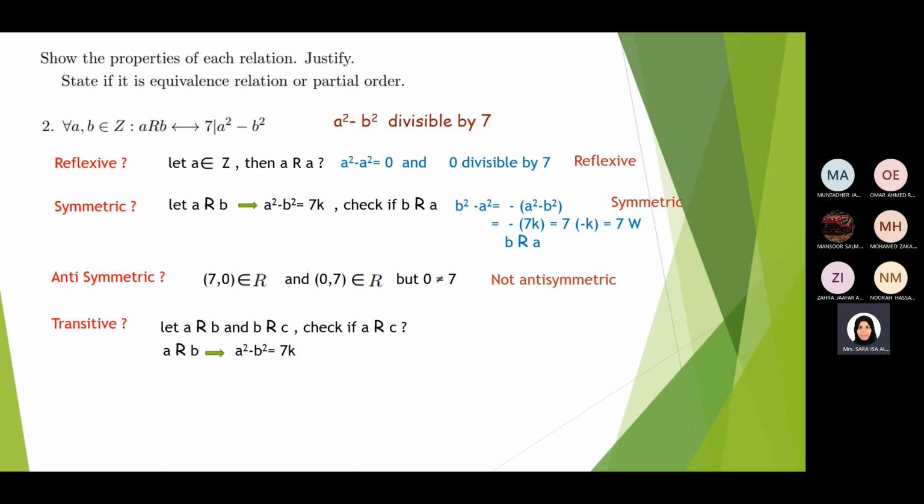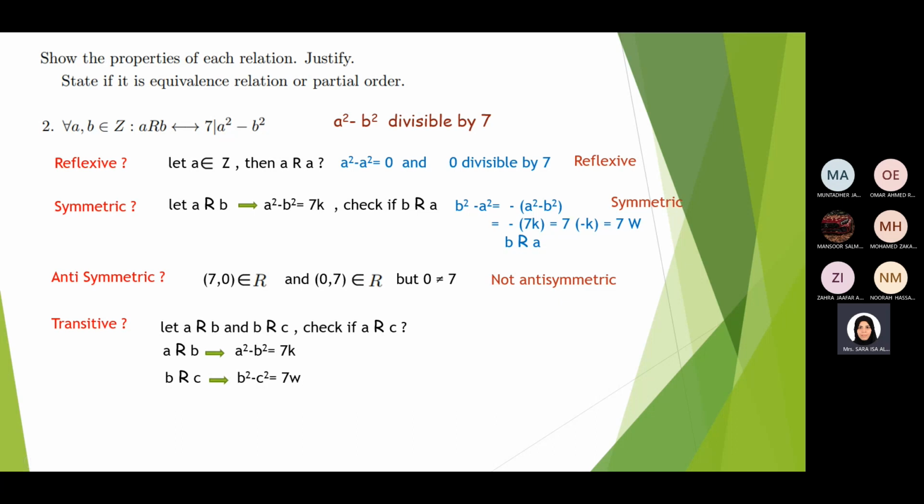It means A square minus B square is something multiple by 7. What does it mean BRC? BRC means B square minus C square is something multiple by 7. Now, can I conclude from these two equations that A square minus C square is something multiple by 7?